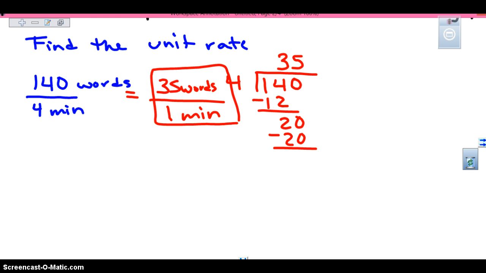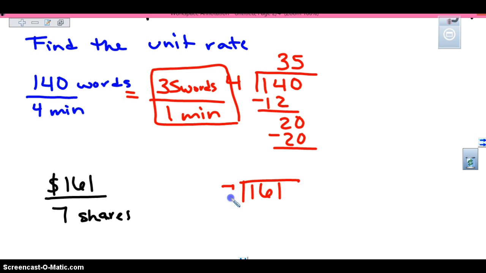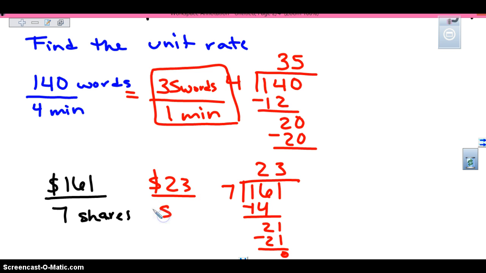Let's try another one. If we have to find the unit rate of $161 for 7 shares, this would mean 161 divided by 7. 7 goes into 16 twice. 7 goes into 21 3 times. So that means $23 per share.